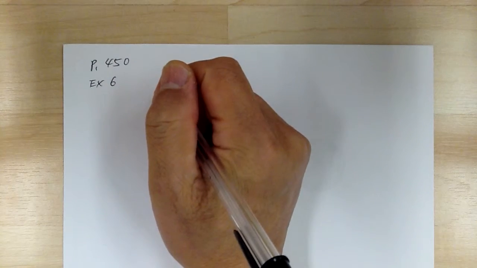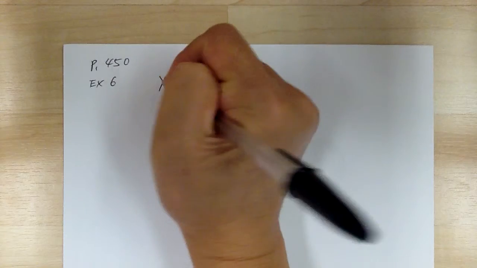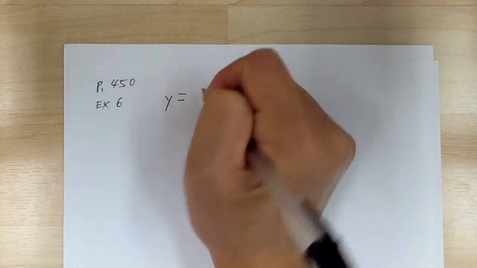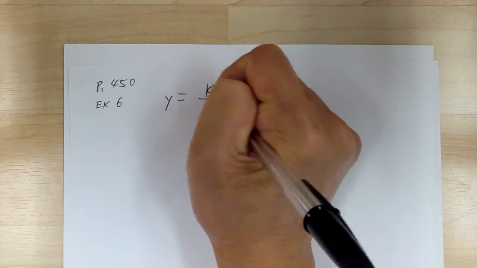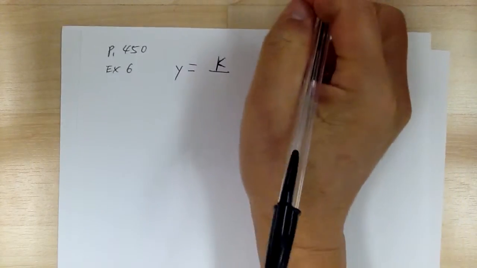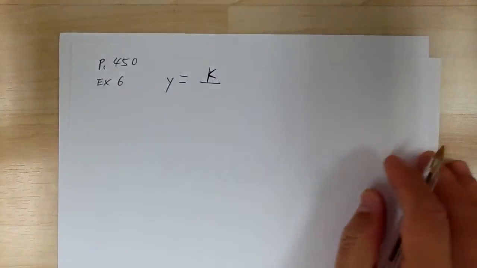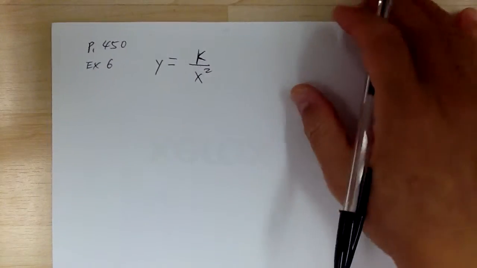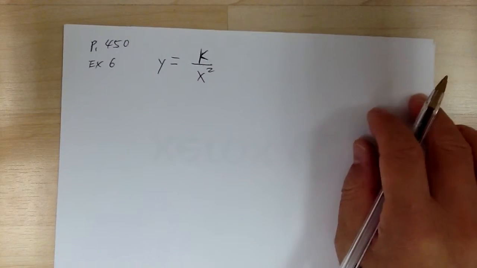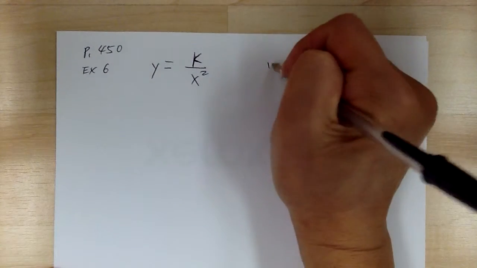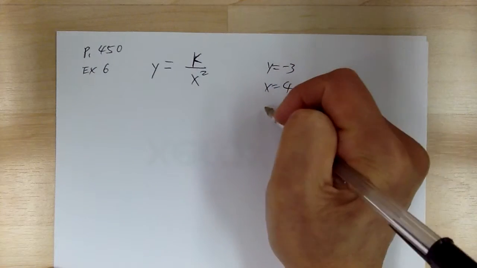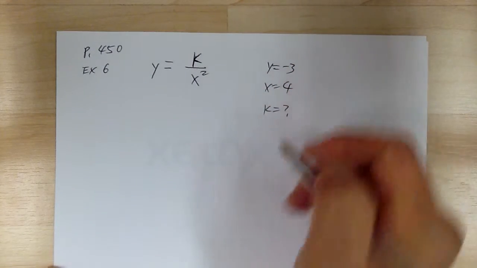So again, let's translate. So write down y. Is means equal. Inversely proportional, that means equal to k over something. Inversely proportional to the square of x. So that's your equation. Then it says if y equal to negative 3 when x equal to 4, you're looking for k.